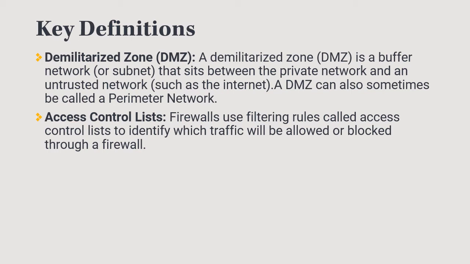We will also see, I believe on the test, that it's probably not called a DMZ, but called a perimeter network. A DMZ, or a perimeter network, is any area of our network that is outside of our private network, but is still under our security and control. And then an access control list. This is actually the rules that we use to tell the firewall what data and what traffic we want blocked or allowed through the firewall.